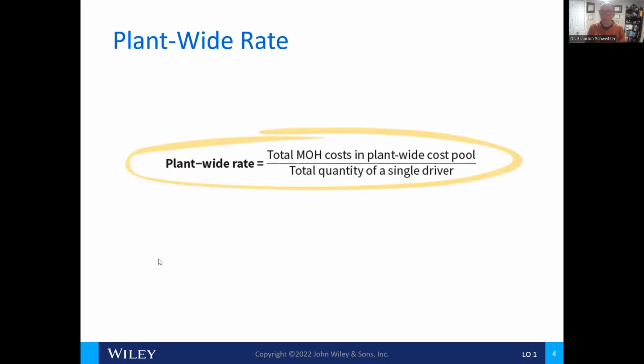So here we have the formula for the plant-wide rate. We take the total manufacturing overhead cost in the plant-wide cost pool, and we divide that by the total quantity of a single driver. For example, total machine hours or total direct labor hours.